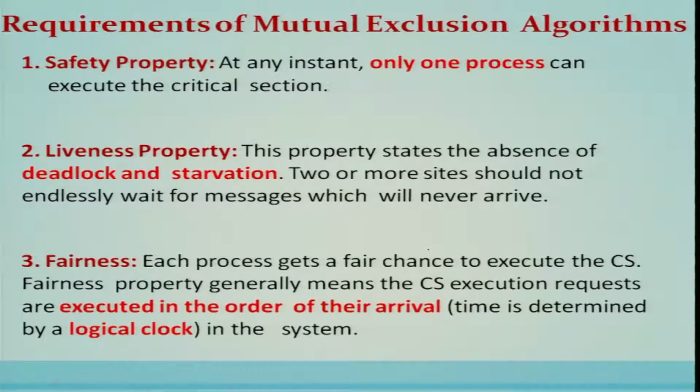Requirements of mutual exclusion algorithm. The primary requirement is the safety property. At any instant, only one process can execute the critical section, and this is the most important, essential property.